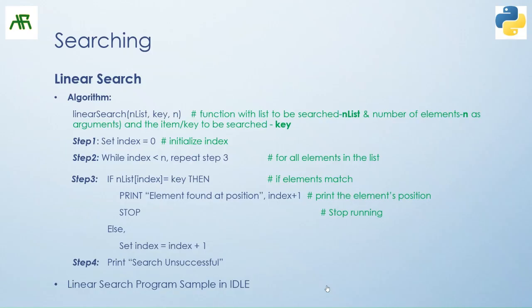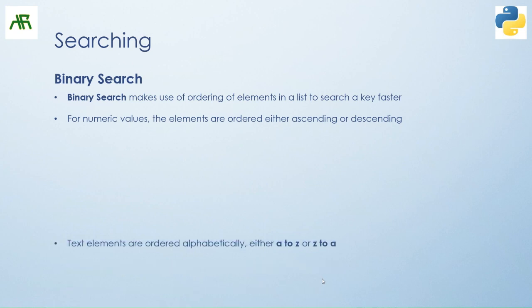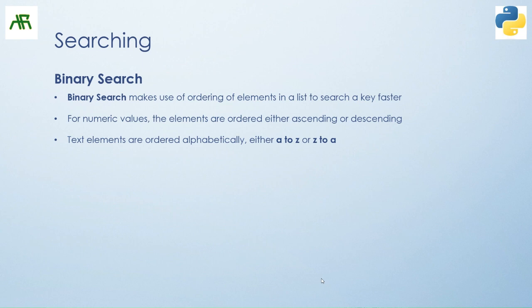We'll move on to the next method, binary search. Binary search, as we saw earlier, makes use of the ordering of elements in a list to search a key faster than at least linear search. For numeric values, the elements are ordered either in ascending or descending. Text elements are ordered alphabetically, either A to Z or Z to A.